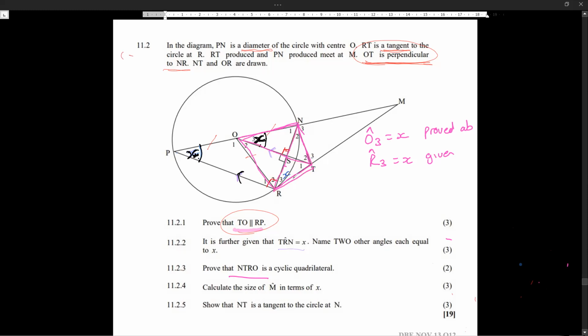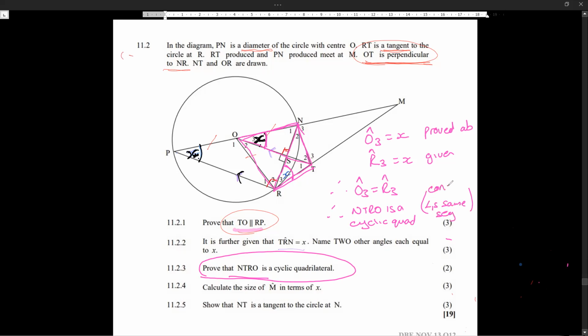Can you see that? If the angles in the same segment are equal, then it has to be a cyclic quad. Whenever I'm using the reverse, we're going to say converse. So therefore, let's conclude O3 is equal to R3. And if O3 is equal to R3, therefore NTRO is a cyclic quad. And what am I using? If you look above, those are angles in the same segment, but it's not a cyclic quad. I'm proving it a cyclic quad. So on top of it, I'm going to say converse, angles in the same segment.